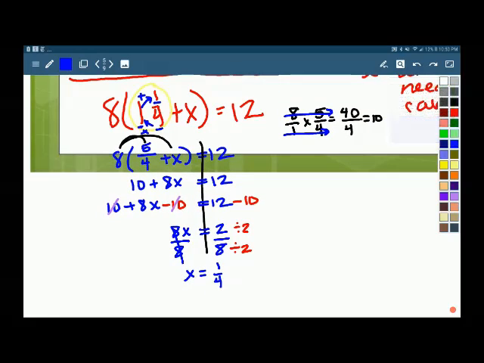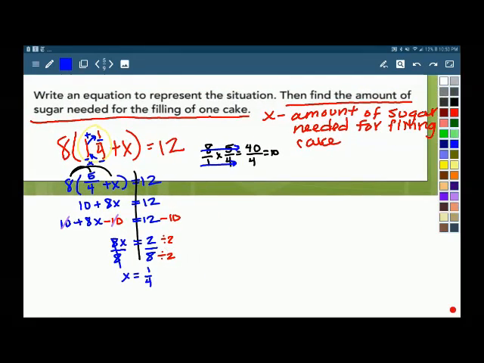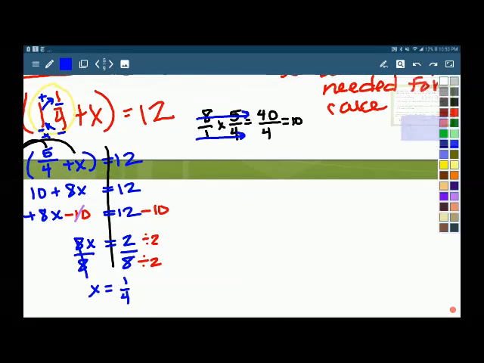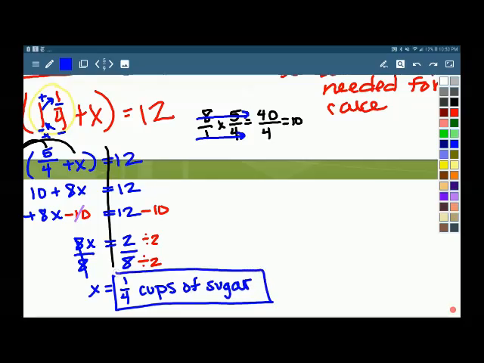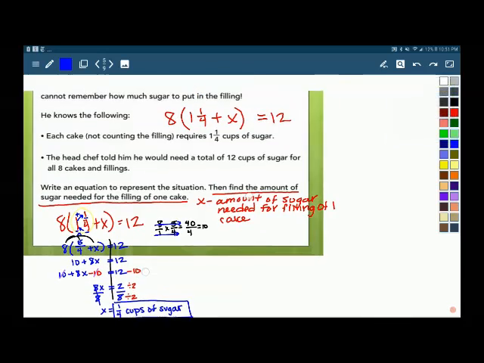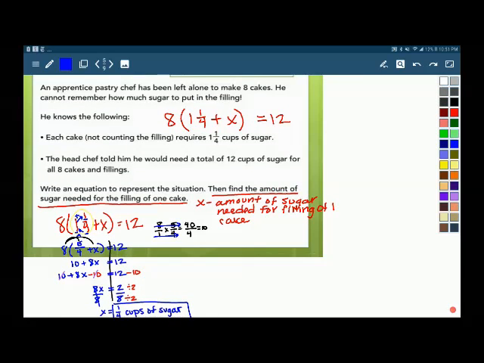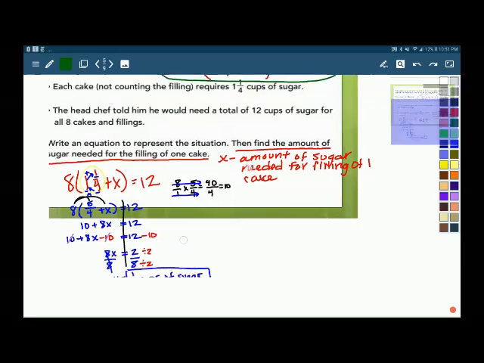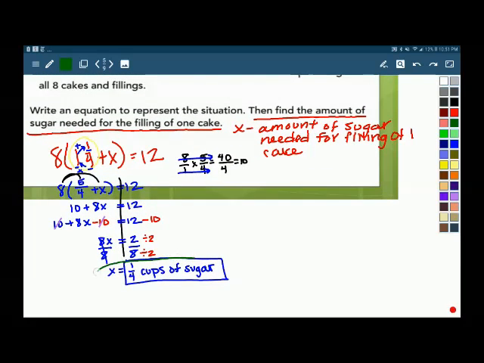So again, real life answers to real life questions. The question says, find the amount of sugar needed for the filling of 1 cake. So we would say 1/4 cup of sugar. That's our real life answer to this real life question. 1/4 cup of sugar would be for 1 cake filling. So that's the answer to that example right there. And there were 2 things we had to do. The first part, we constructed an equation. That's right there. And then the last part was solving that equation. That was this piece down there. So 2 pieces to your answer.